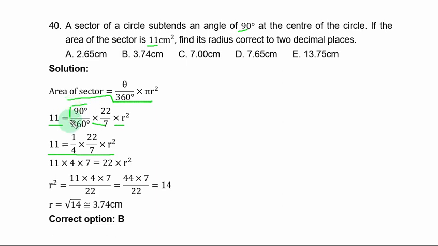If you reduce this, you have 1 over 4. Multiply through by 4 times 7 to clear fractions. You have this result. To get r squared, divide through by 22, you have this result, and 14 is r squared. To get r, you need to check the square root of 14 to 2 decimal places. You have 3.74 cm. The correct option is B.